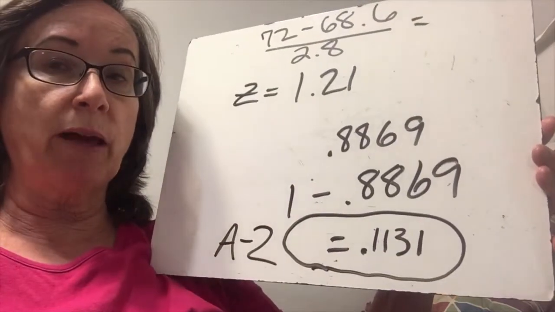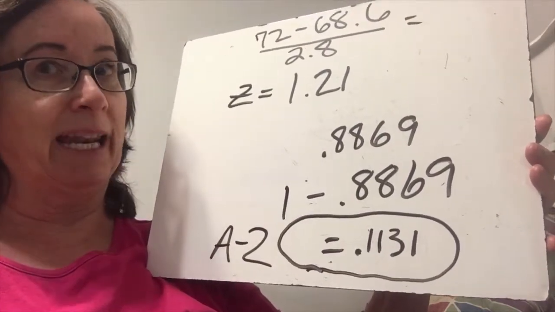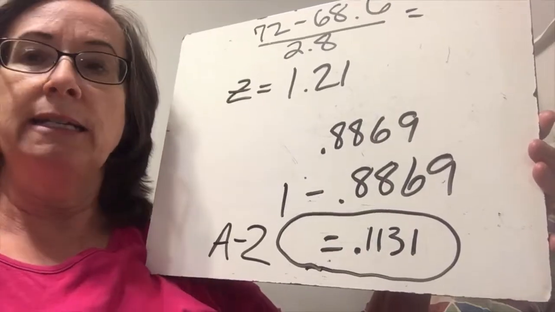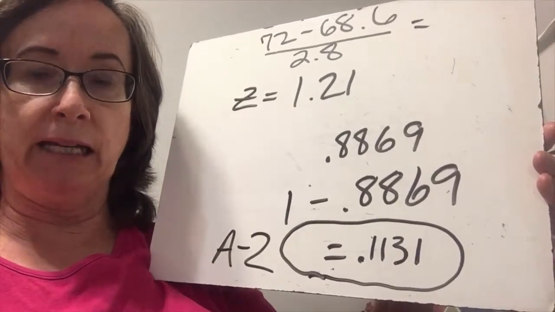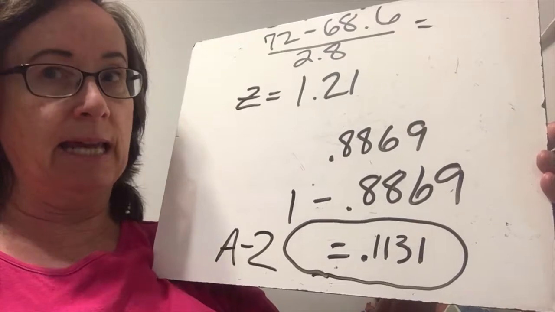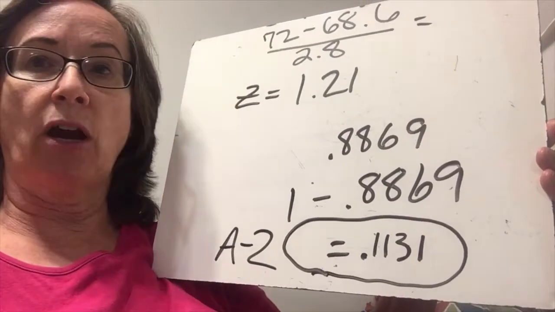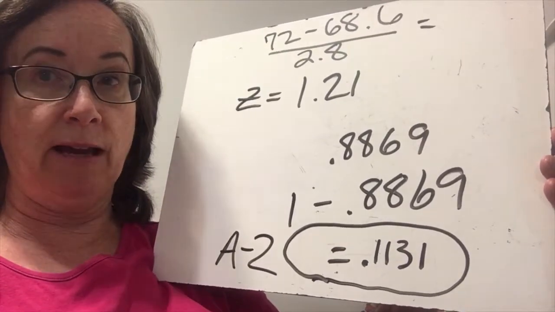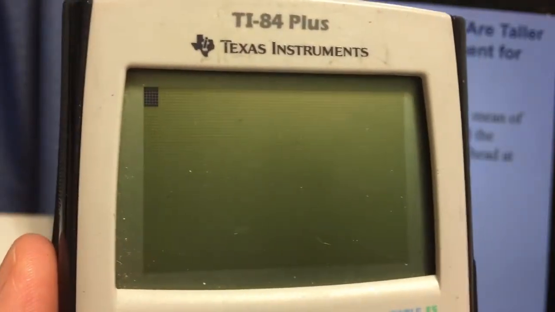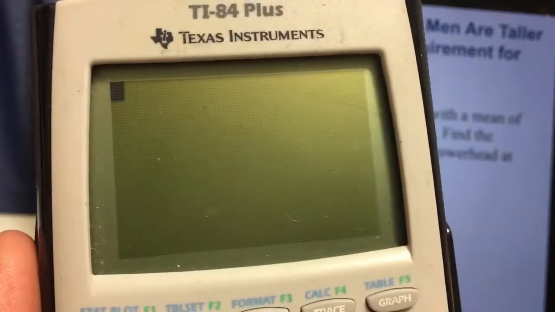Then we're going to do it with technology. We're going to say, hey, we get a little bit different answer. Technology is usually more accurate than the table is. Okay, so here we go with the technology. Okay, well, hopefully you can see my little calculator screen here.